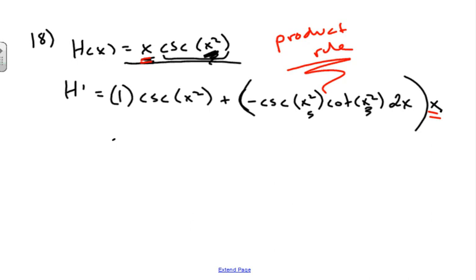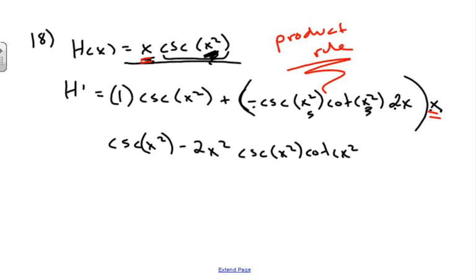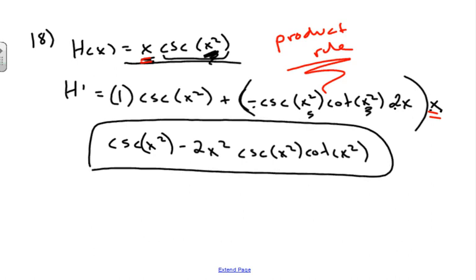Want to simplify, we can have cosecant of x squared minus, multiply those two, we got negative 2x squared, cosecant of x squared, cotangent of x squared, and we're happy. All right, and that's a little simplified answer. Still simplify it farther, but we'll just leave it like that. And we'll do one more. And what we have here is number 21.